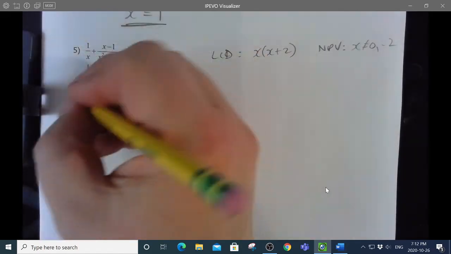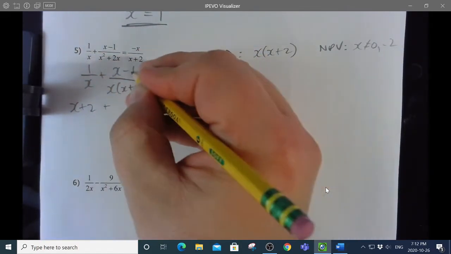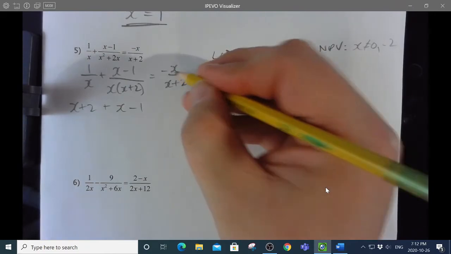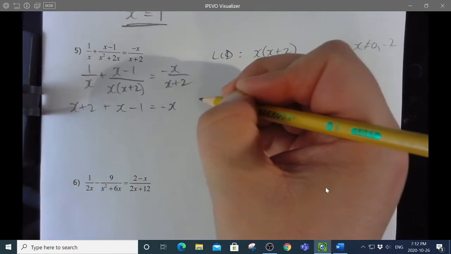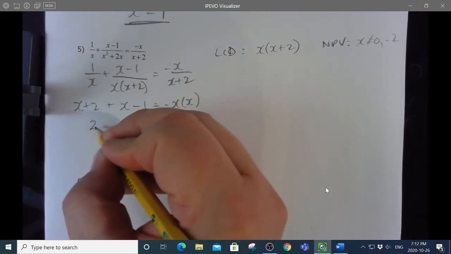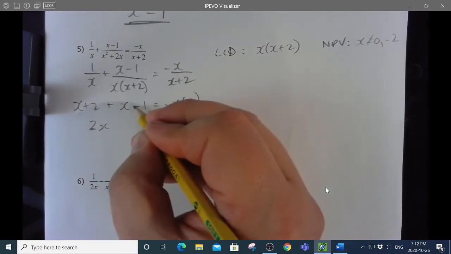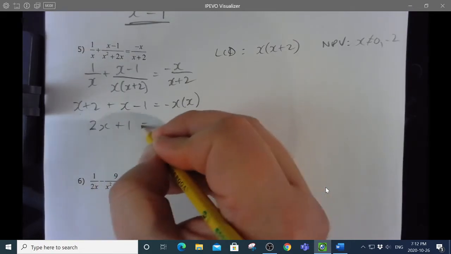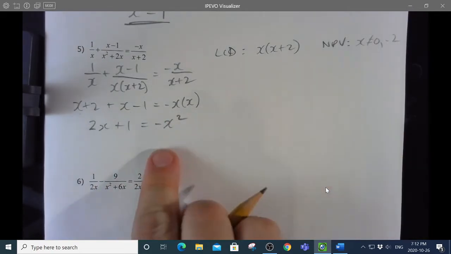So this side's going to get an x plus 2. This side's going to get nothing. And this side's going to get negative x times another x. Aha. So I have x plus x, which is 2x. I have 2 minus 1, which is plus 1, and that is equal to negative x squared. I'm going to move that to the other side.